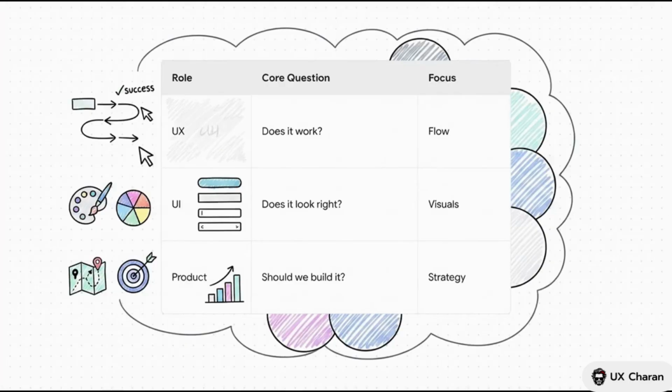When we put these side by side, the distinctions get really sharp. UX asks, does it work? Focusing on flow. UI asks, does it look right? Focusing on visuals. Product asks, should we build this? Focusing on strategy. They all use distinct tools and have totally different criteria for success and failure.